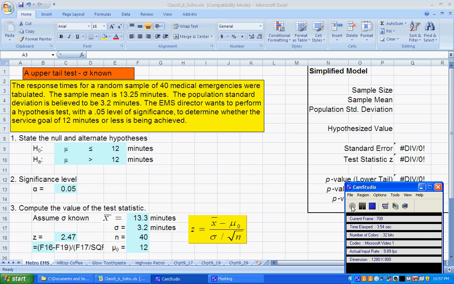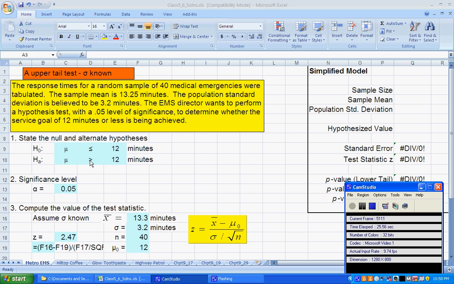For a basic hypothesis test with one sample, we're going to look at three different cases. One where there's an upper tail test, where the direction of the alternative hypothesis shows that the value mu is more than some value, say 12. The direction of the beak points to the upper tail.